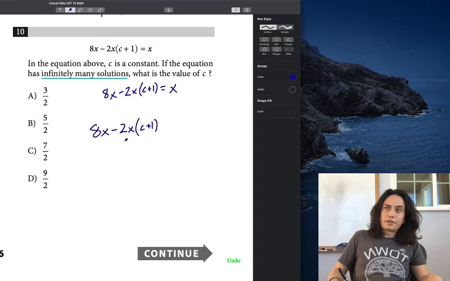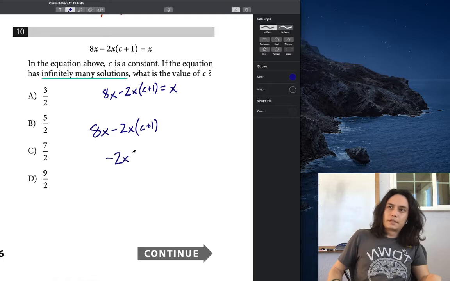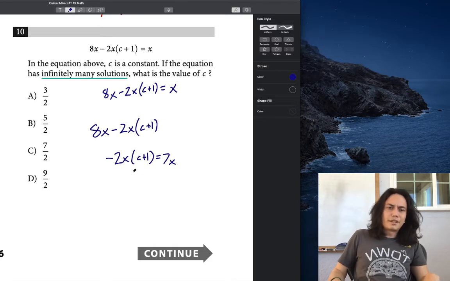So I could put it this way. I could be like, oh, negative 2x times (c plus 1) equals 7x. That's a true thing. We want this part to be 7x. Am I just being super dumb? I think I'm being super dumb. I get the sense that we could just solve for x right here. In fact, I know that that's the case. But this is going to work.